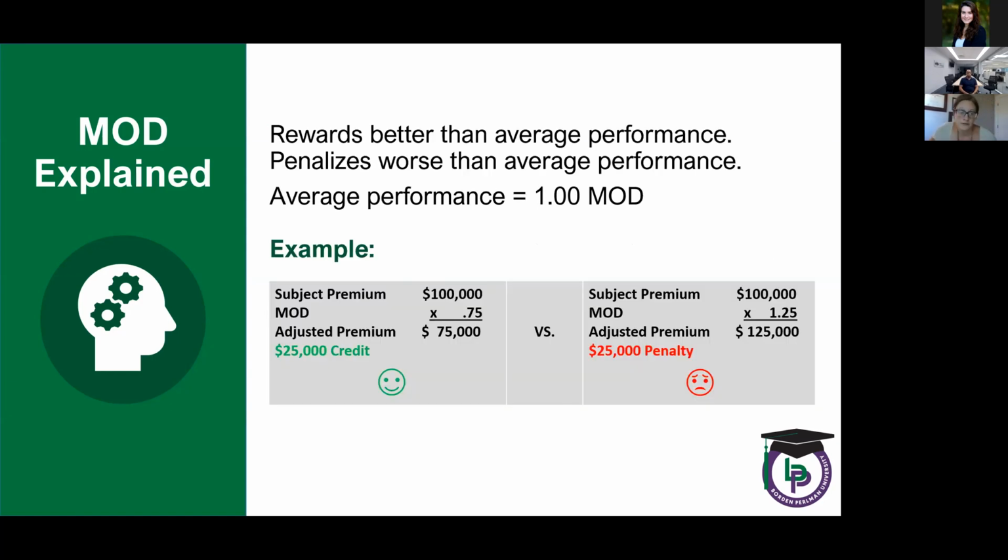And this is actually a really good illustration of how a mod functions and affects the premium. You'll see on the one side, the employer has a mod of 0.75. What that means is during that rating period, they had a better than average claims experience. So you'll see they're being rewarded by a $25,000 premium credit, versus the flip side where they had a mod of 1.25. That means that during that rating period, they had worse than average loss experience. So of course, unfortunately, there would be a $25,000 or 25% penalty because of that.